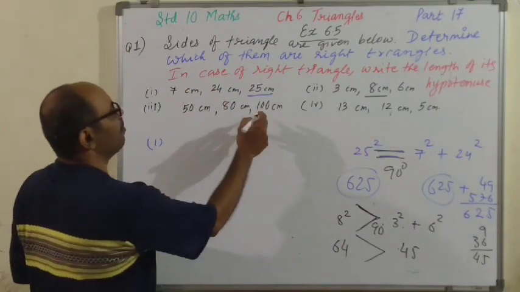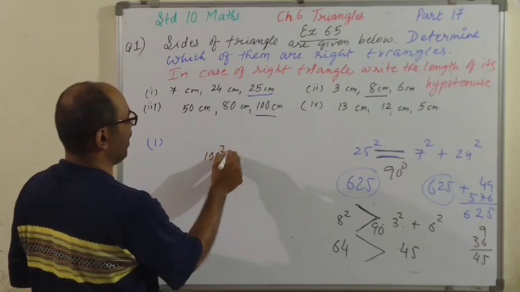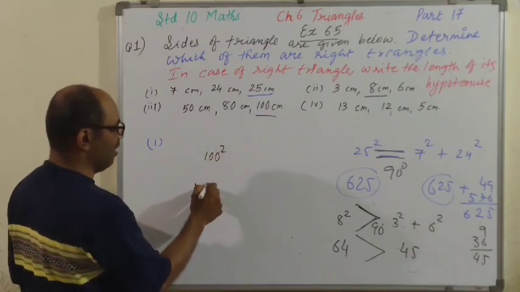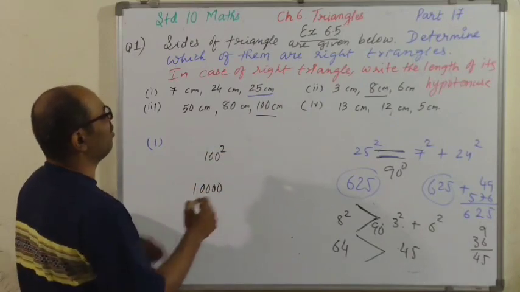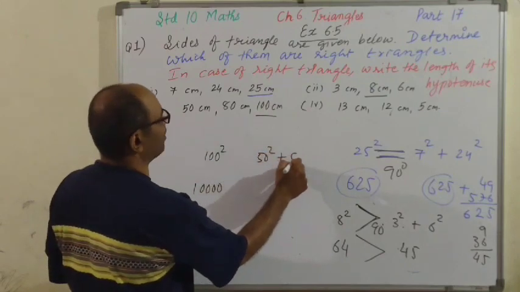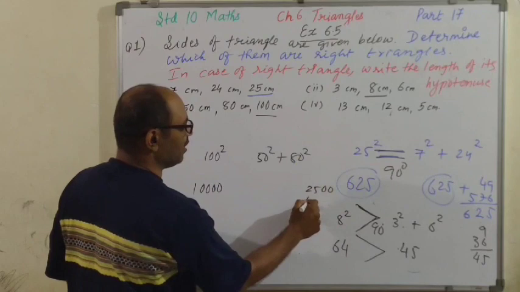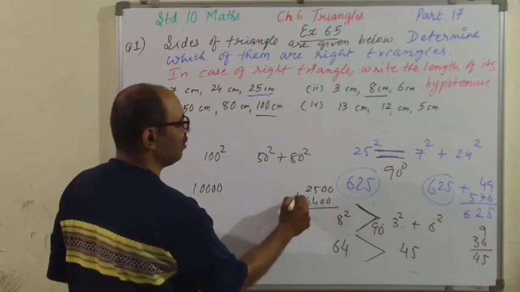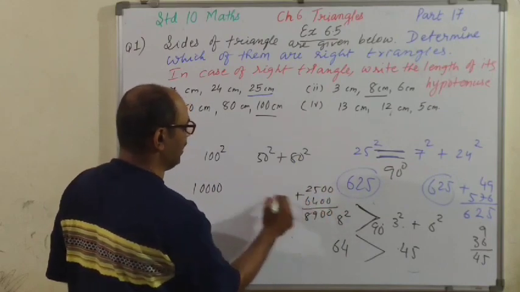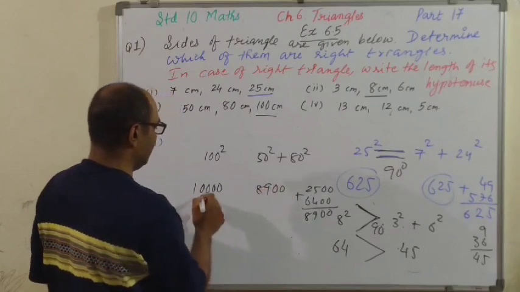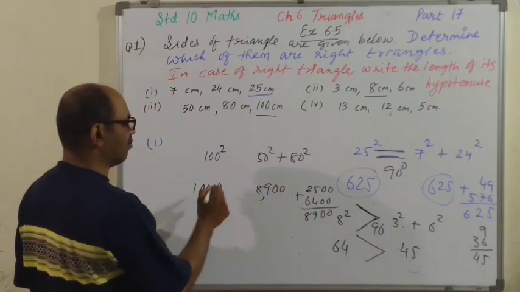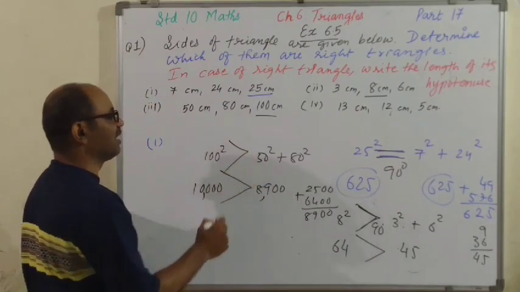इसकी बारी. Biggest side 100 square. 1 square is 1 or 00. So that is 10,000. Yeah, 50 square plus 80 square. 50 square is 2500. 80 square is 6400. दोनों का plus करो 8900. This is 10,000. This is 8,900. 10,000 is greater. So this is greater.